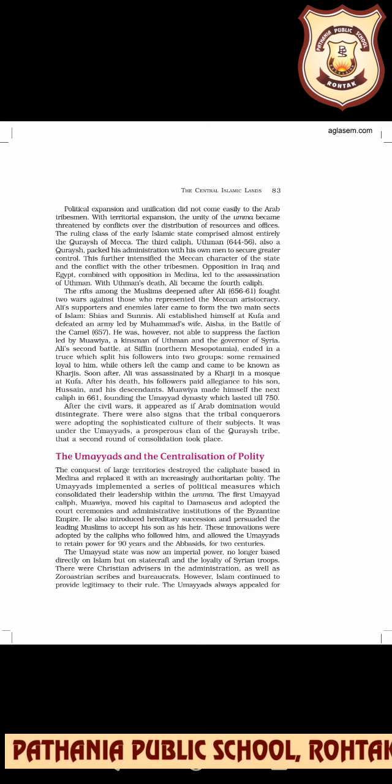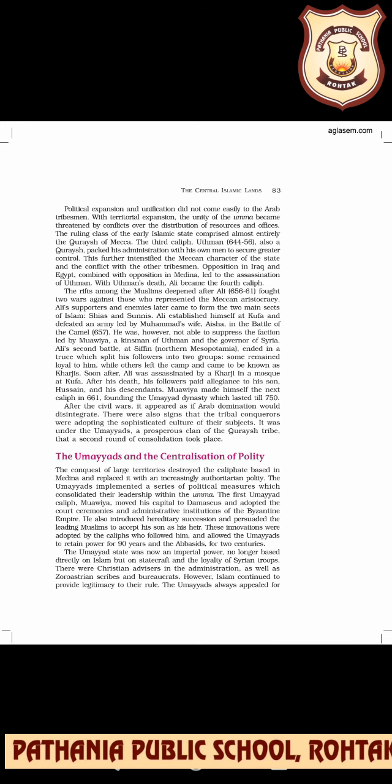Soon after, Ali, the fourth caliph, was also assassinated by a Khariji in a mosque at Kufa. And after his death, his followers paid allegiance to his son Hussein and his descendants. And Muawiyah made himself the next caliph in 661, founding the Umayyad dynasty, which lasted till 750.